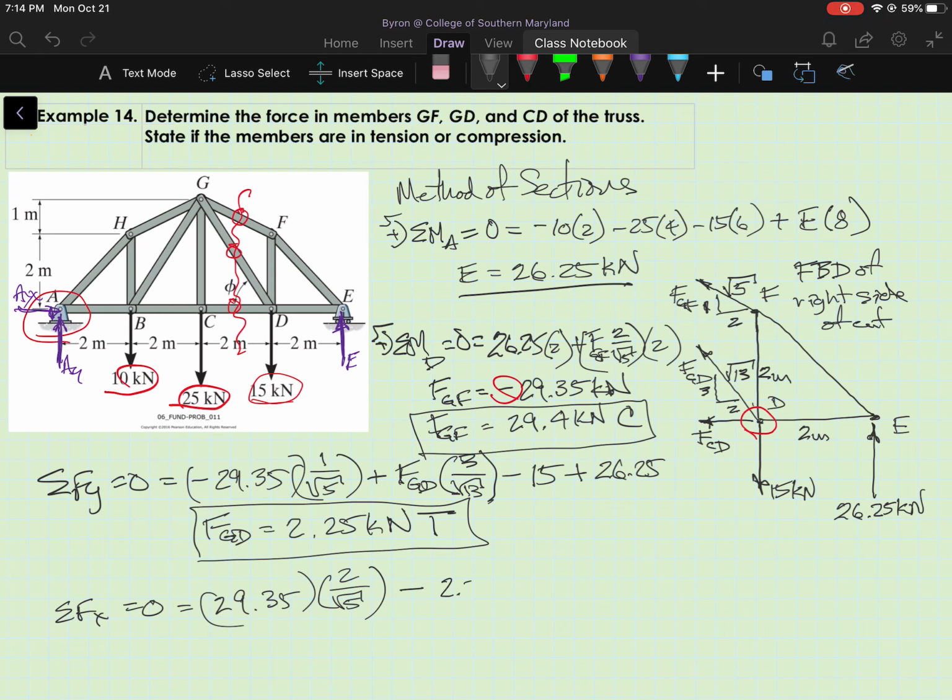minus FCD, which only acts in the x direction. And I do that math, and I get FCD equals 25.0 kilonewtons. And that's positive, so that's in tension. And actually, to keep these straight, I should be putting parentheses around them so you don't get them mixed up with your units.